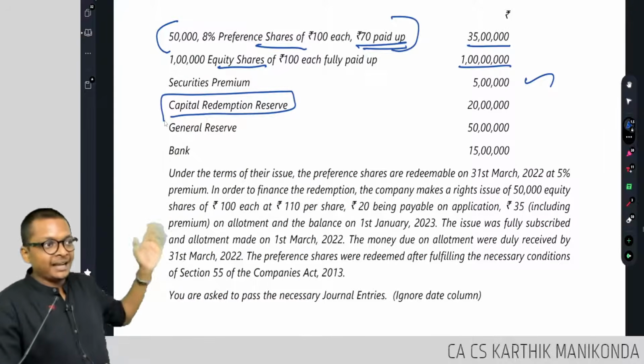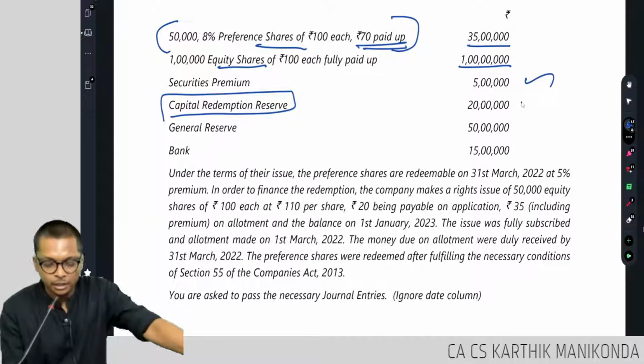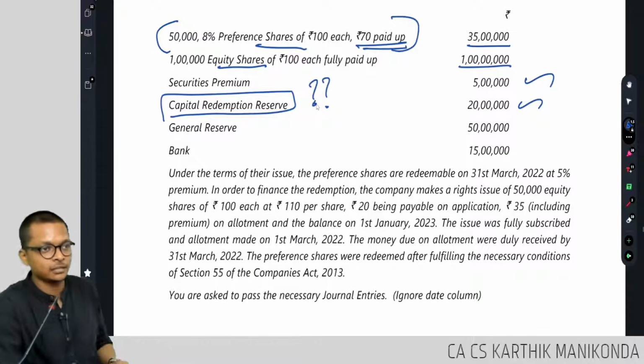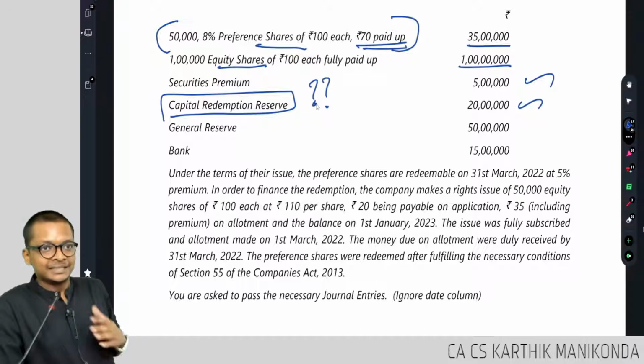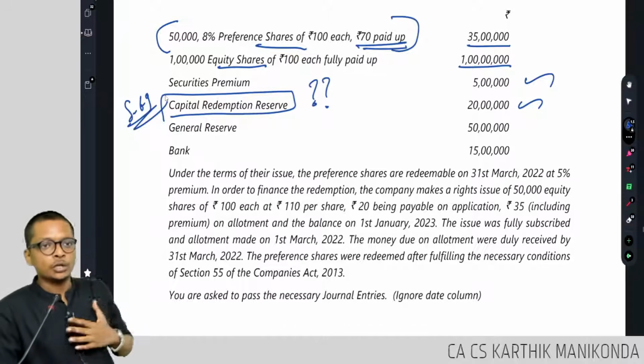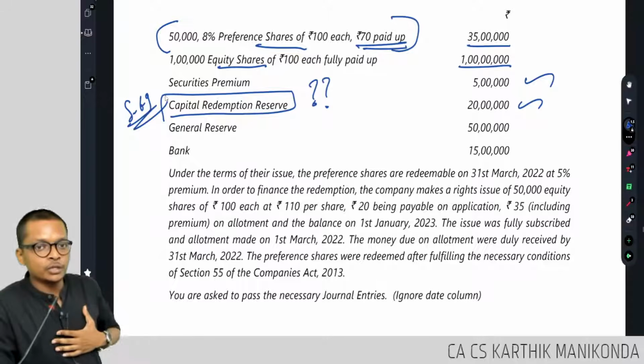That means in the past, they have done some preference shares redemption or something. CRR is there, 20 lakhs. Sir, what can I use CRR for? What is the purpose of using CRR? CRR cannot be used for anything. CRR is section 69 of the Companies Act. You can't use it for anything except one use. It can be used only for bonus issue.